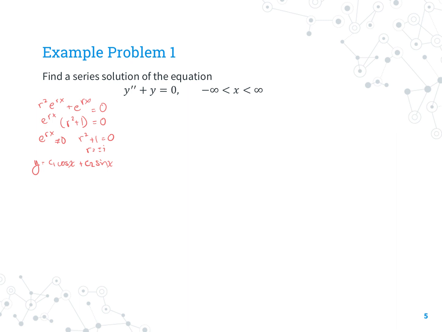We may find out that we have a naught cosine x plus a1 sine x. So they're going to be a sub n's, but we should still come up with this same solution.